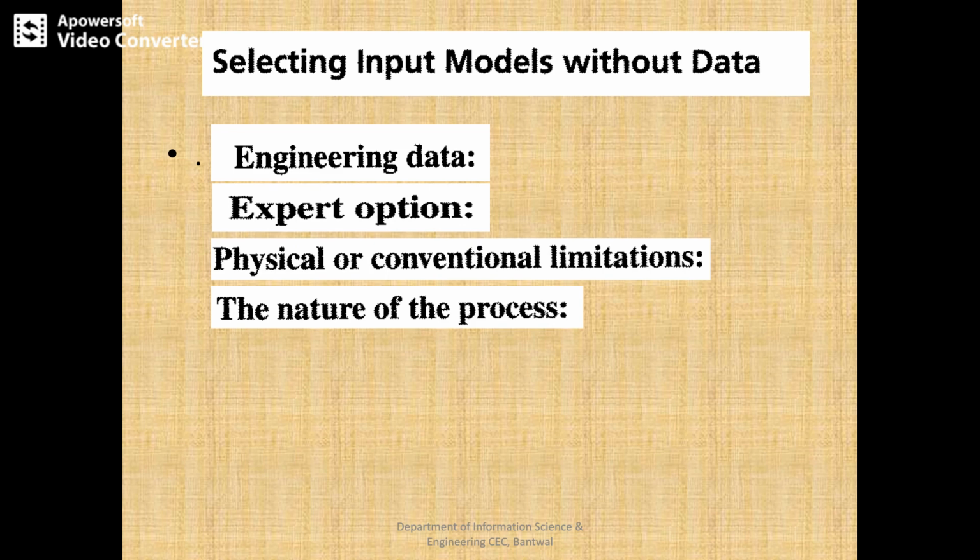The nature of the process. This could be quite natural. The description or distribution we had discussed can also be used to justify a particular choice even when no data are available. So this is what we need to do. When data are not available, the uniform, triangular, and beta distributions are often used as the input model. So this is also one of the cases.